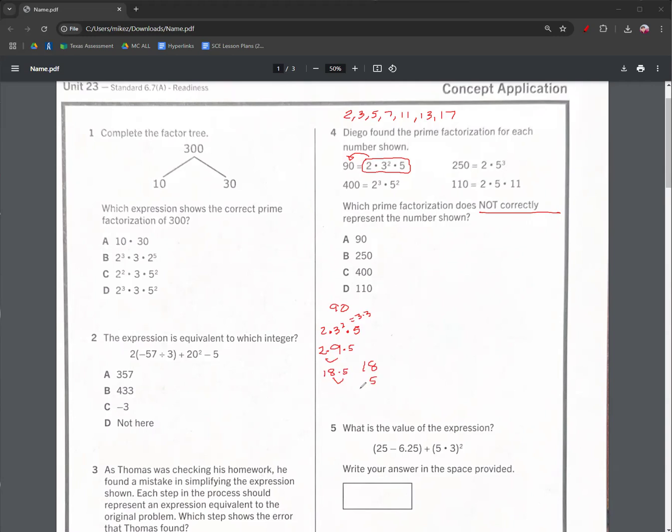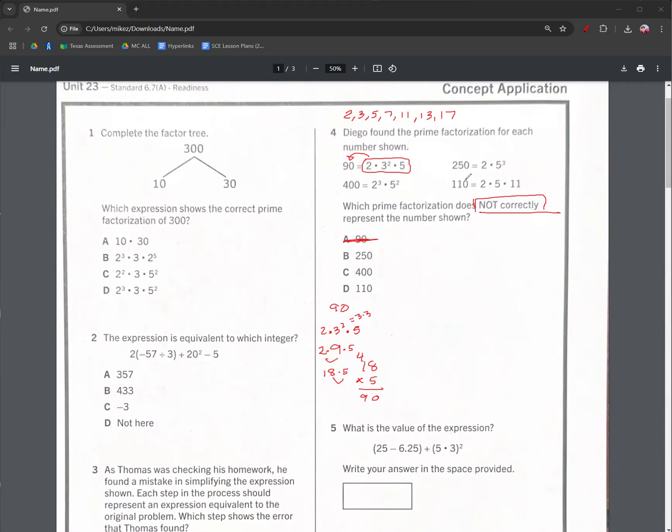18 times 5. 8 times 5 is 40. 5 times 1 is 5. Plus 4 is 90. And you're going to see that it matched up. So 90 was correct. And we're going to scratch it out because we're looking for which one is not correct. Okay. And I'm going to do each one in a different color just so we don't get mixed up.